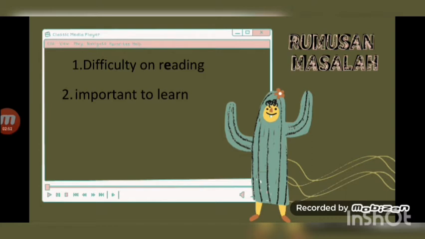Well, next, number 2. Important to learn. Even though reading is a difficult thing, reading is also very important to learn. Reading is usually used in education and the workplace. In education, when students want to improve their knowledge, they usually need media to increase it through reading. In the workplace, people usually need to analyze problems. We can improve students' abilities such as the ability to analyze, understand, and apply things.